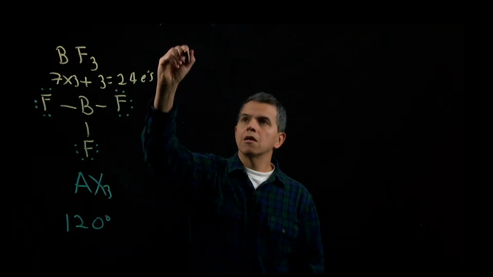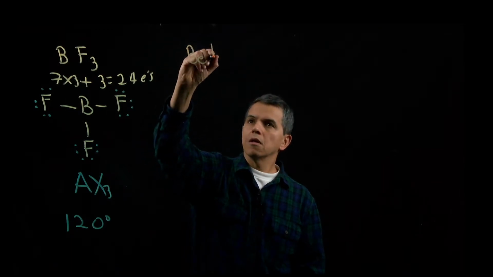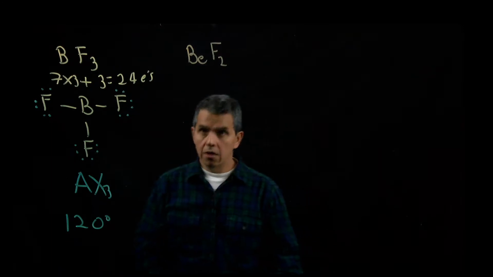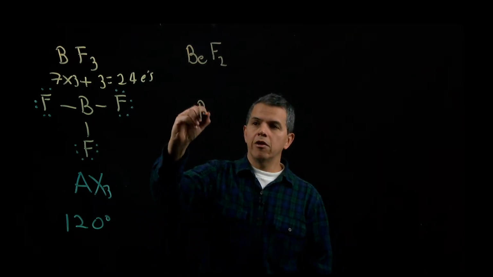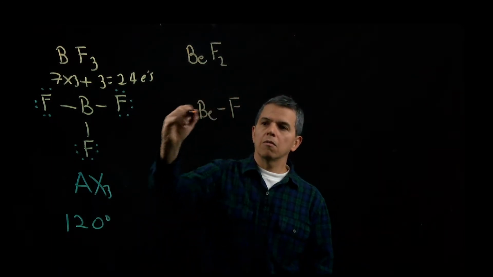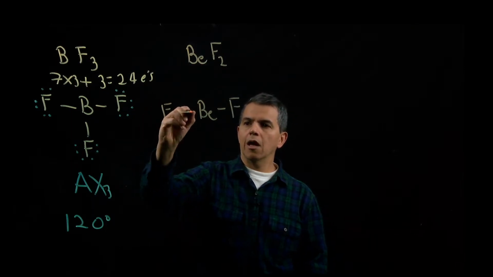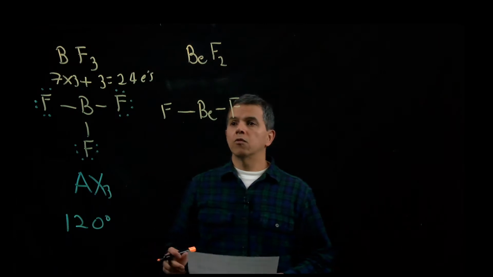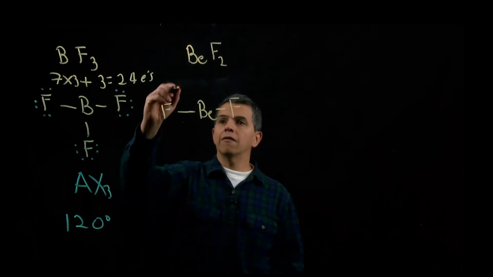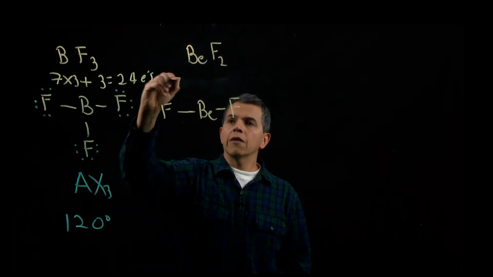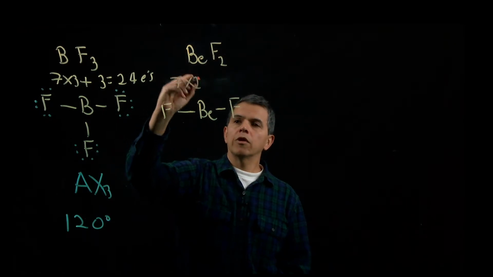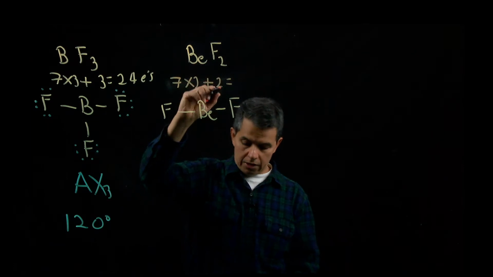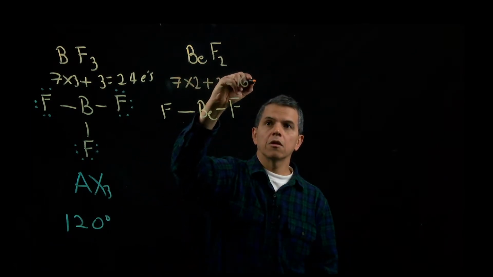For BeF2, the central atom will be beryllium. We have fluorine and fluorine as the atoms connected to the central atom. So a quick calculation will say that then we have 7 times 2 fluorine atoms plus 2 for beryllium. That's 16 electrons.